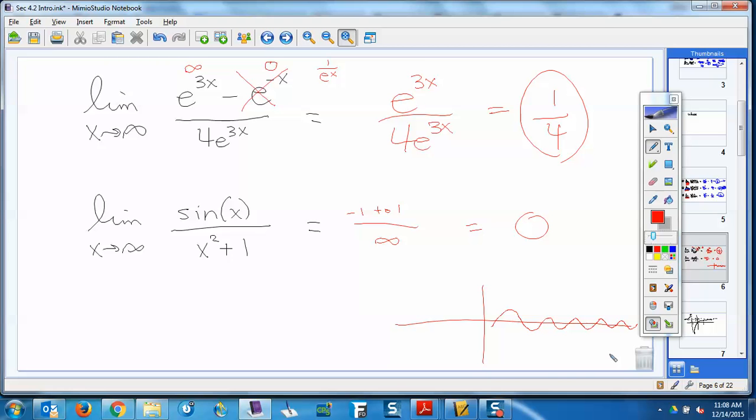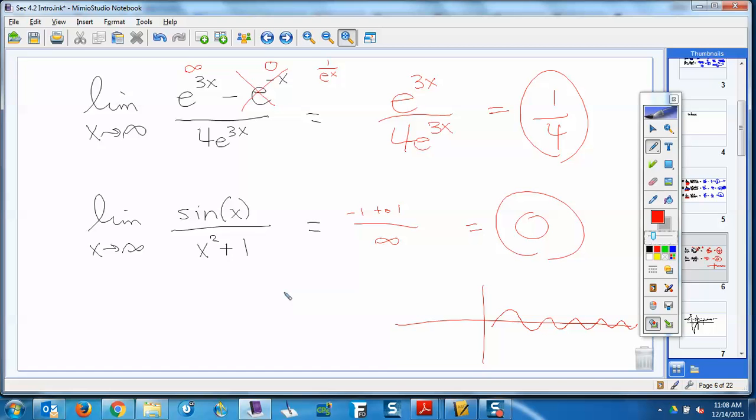Because the top is alternating from negative to positive, but the bottom's getting bigger and bigger, the number you get when you divide is smaller and smaller, and it's getting closer and closer to 0. If you flipped it, x squared plus 1 over sine, now you've got a problem. That's really weird. Well, here's what happened. You'd have this really big number divided by a positive and negative, and it'd be getting bigger. So you'd be up here, and then down here. And then what happens when sine is 0?